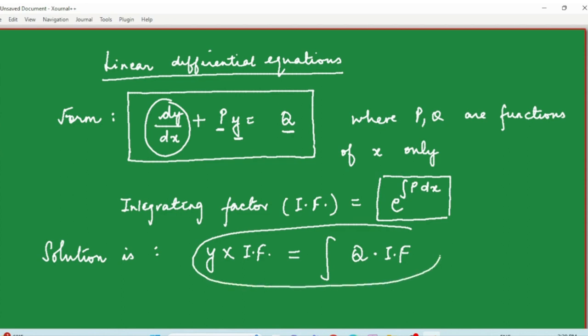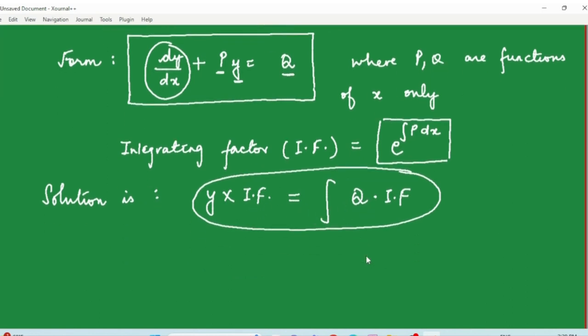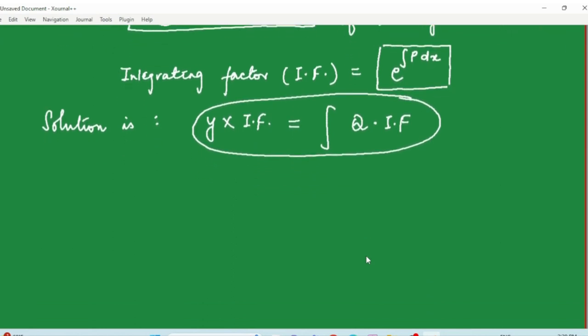Once you see that it's a linear differential equation, just straight away find out e to the power integral p dx, and the solution can be written as the dependent variable y times the integrating factor is equal to the integral of right hand side times integrating factor. Why this is happening is a different theory altogether, which we are going to discuss in another video. But for now, let me demonstrate this technique through some examples. Let's look at this example to begin with.